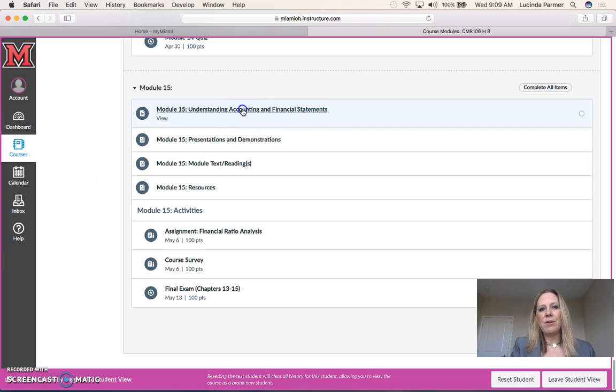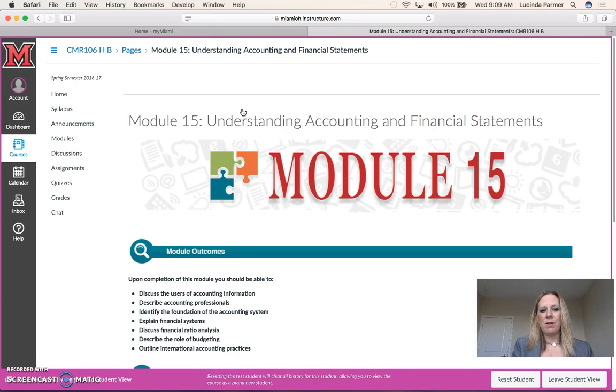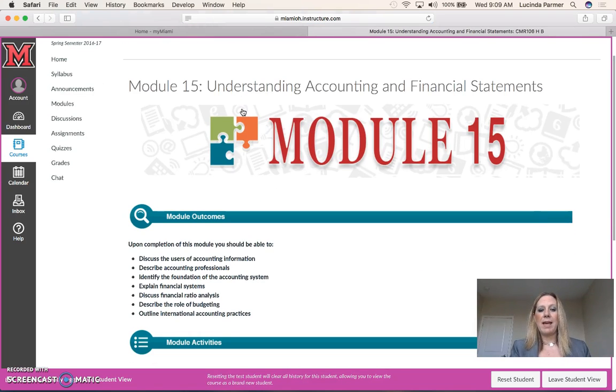So if you look here, you do have your module and learning outcomes. So we're going to look at the role of budgeting, so why it's important to have a certain amount of money to use and allocate for certain resources within an organization. It could be for salaries, it could be for advertising, it could be for growth and sustainability. We're also going to look at financial ratio analysis, and you're going to do an activity with the Panera Bread Company utilizing their financial statements.